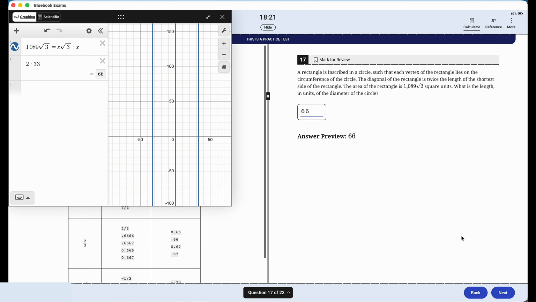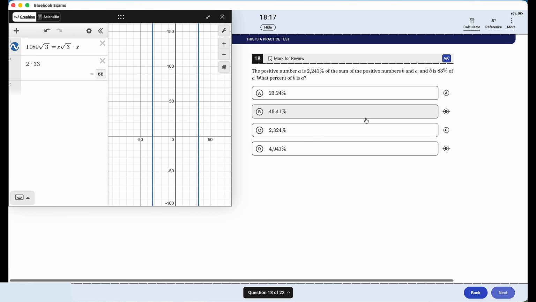But these are annoying at the end of the test, these geometry ones, because you typically have to sketch something out. And if you don't sketch it out correctly, you're probably not going to get it right, unless you just guess it right.